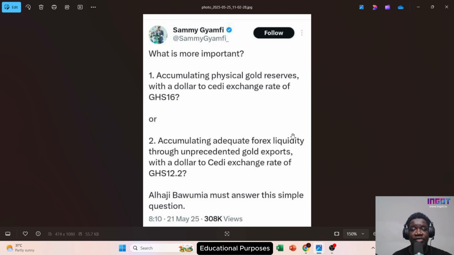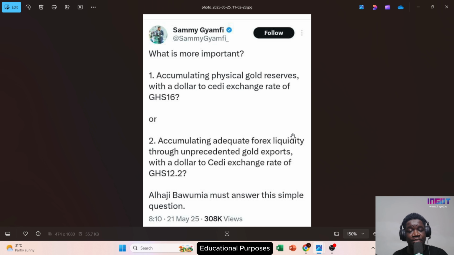From the fundamental analysis point of view, fundamentals have to do with policies, events and all. Sammy Gyamfi, who is currently the MD for PMMC, said in his tweet: what is more important, accumulating physical gold reserves with a dollar to exchange rate of 16 Ghana cedis? So the previous government had the dollar at 16 Ghana cedis. And what Sammy Gyamfi is saying is that they were hoarding, or accumulating, the physical gold reserves, the gold.